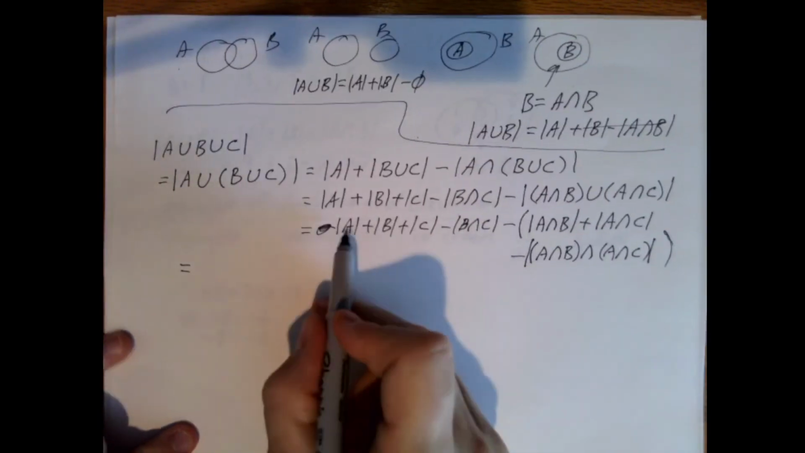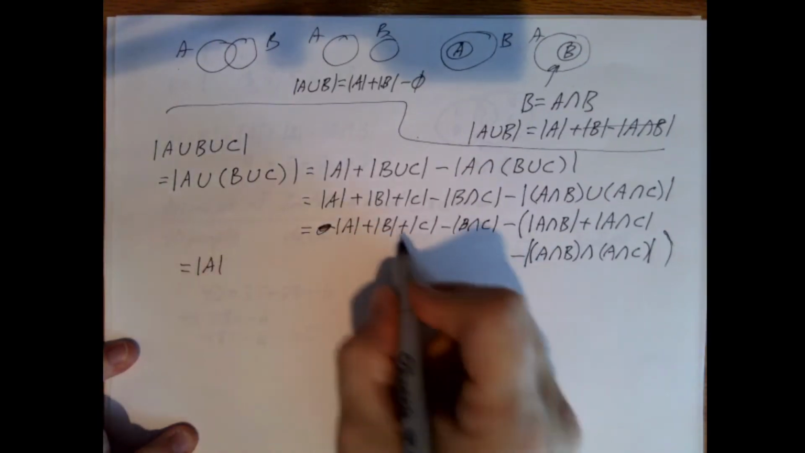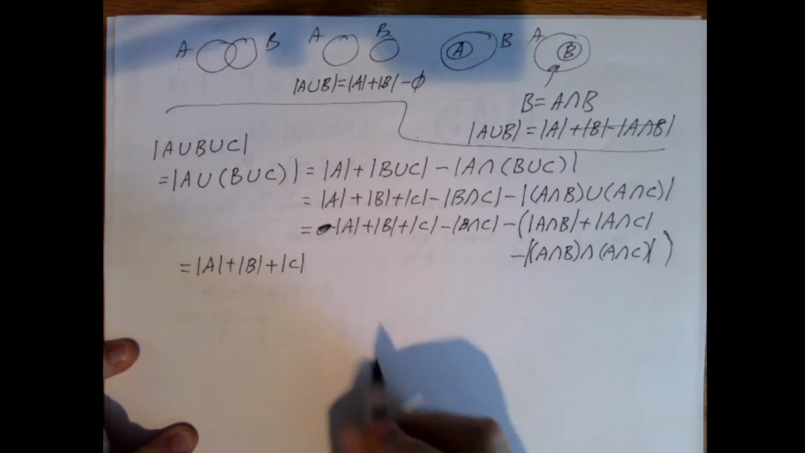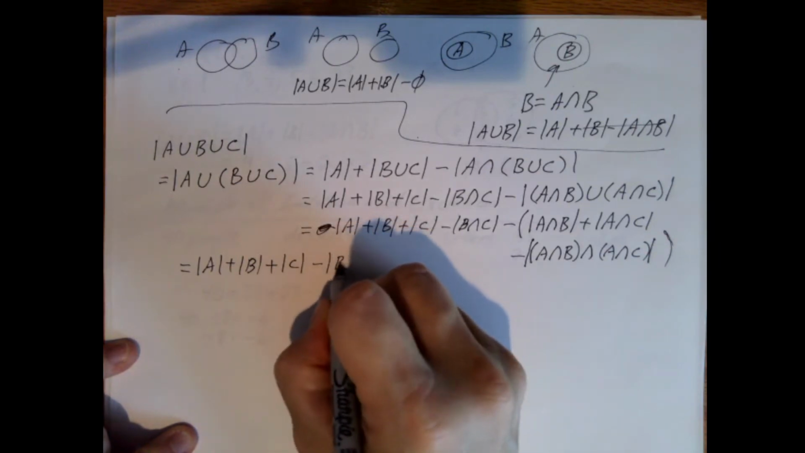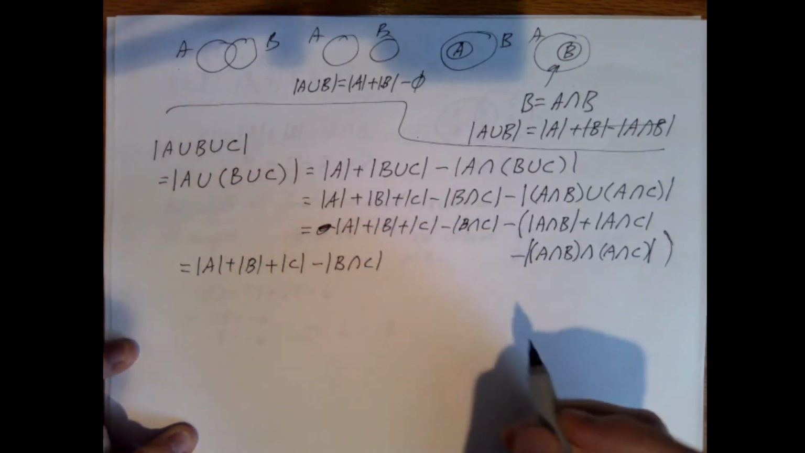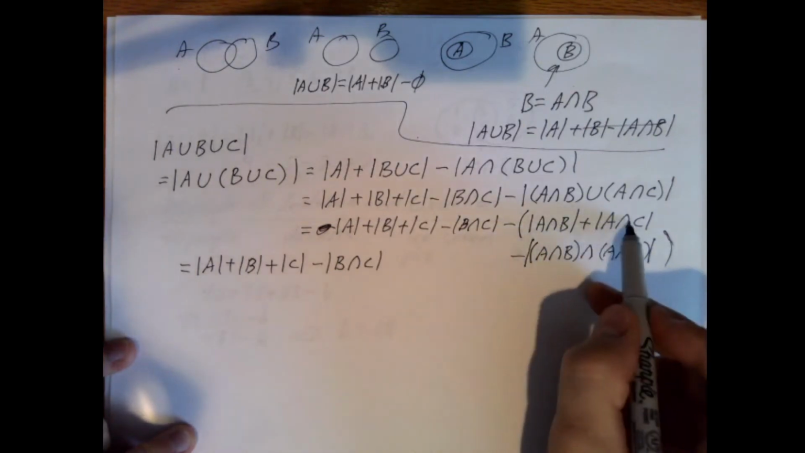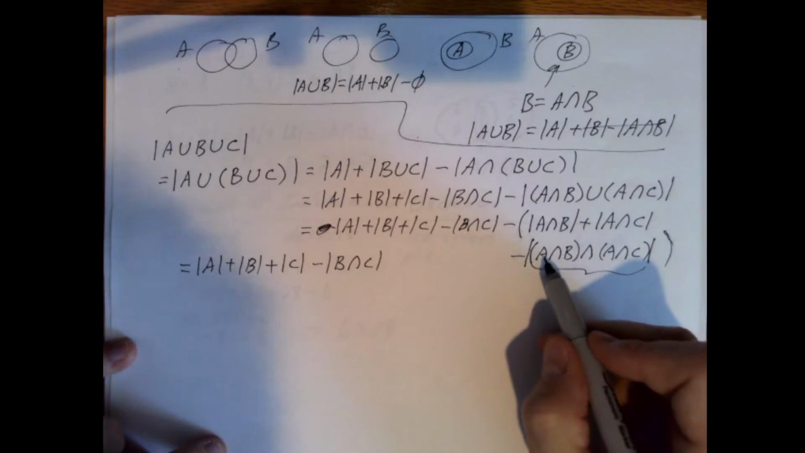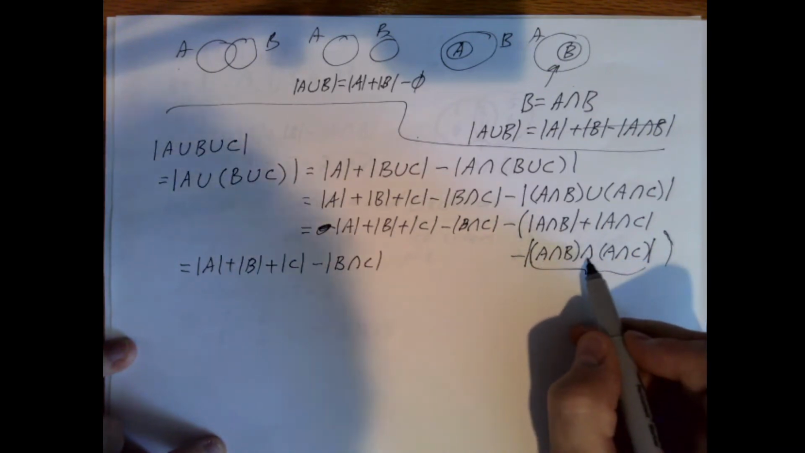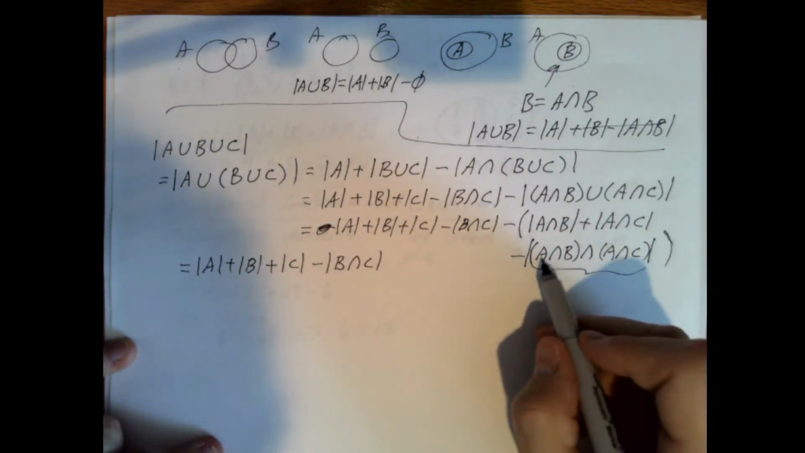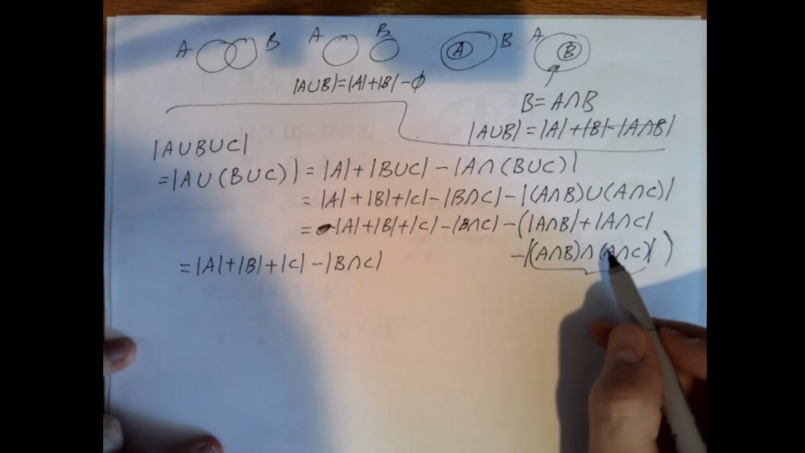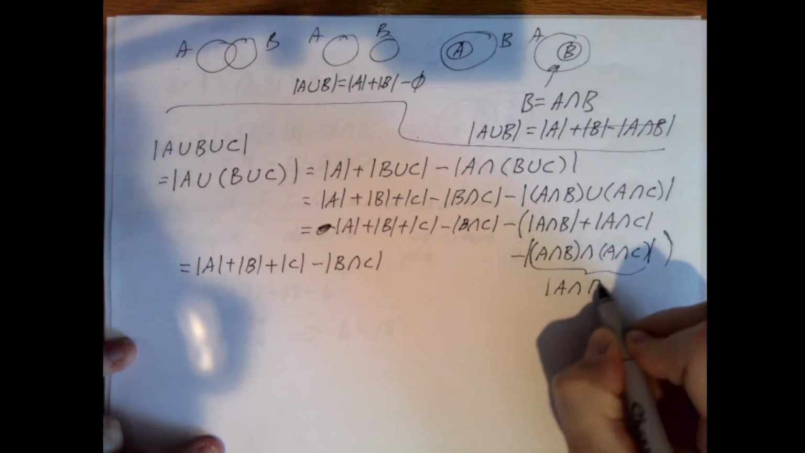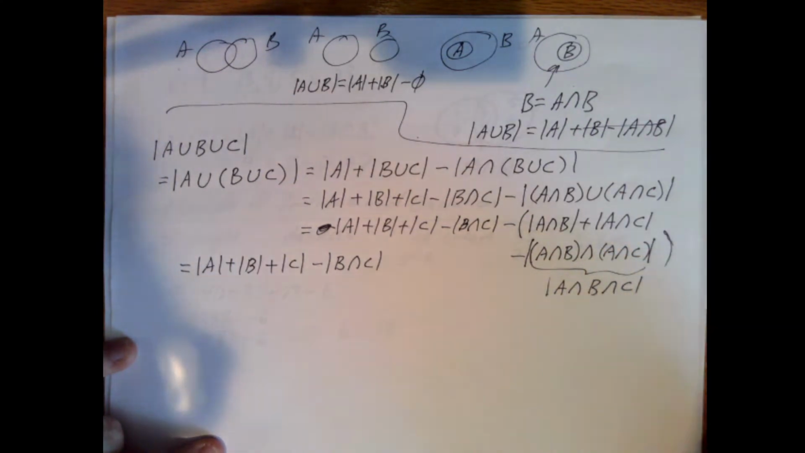So we can do some simplifying. So here I still have A plus B plus C minus B intersected with C. And now we'll take the minus through. I actually have three things here, this, this, and this. But what is this right here? Well, the intersection of A with B intersected with A and C is really just A and B and C all intersected together. So this right here really just reduces to A intersected with B intersected with C.